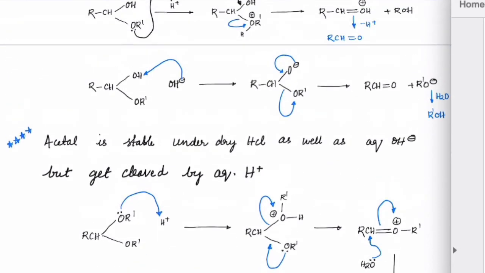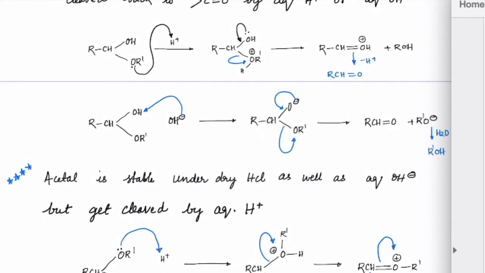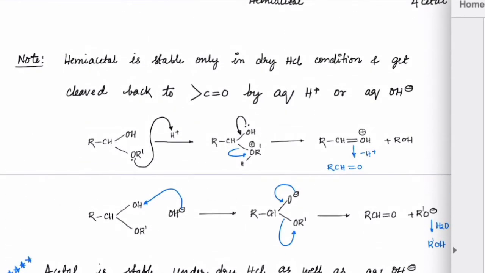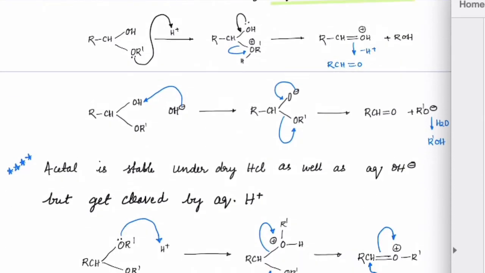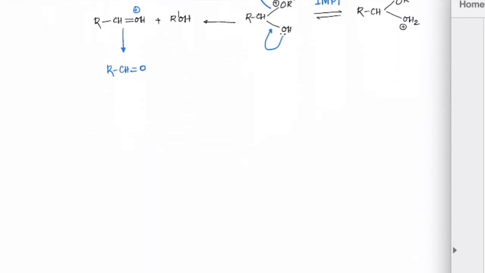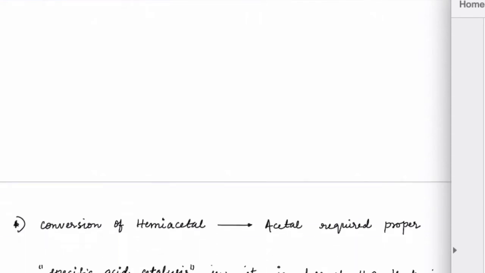So we have learned two important things here. One, hemiacetals are unstable in both aqueous H plus and aqueous OH minus, while acetal is unstable only in aqueous H plus. It is quite stable in aqueous OH minus, which means in basic medium. Now this information is also very useful for us.